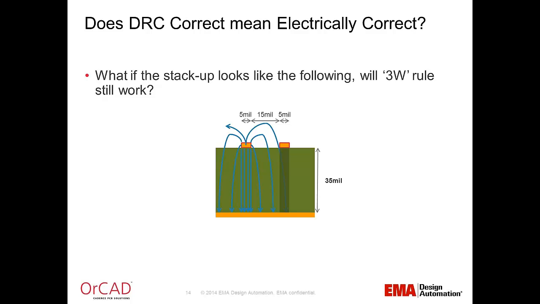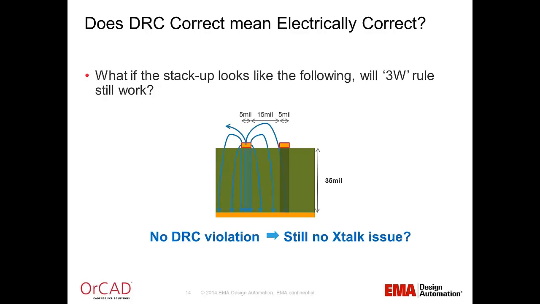And so in this particular case, the second trace, the victim trace more or less, is now more immersed in the E field from the aggressor. And so now you could see much higher potential for crosstalk issues in this situation. But still, DRC sees this as a valid check.